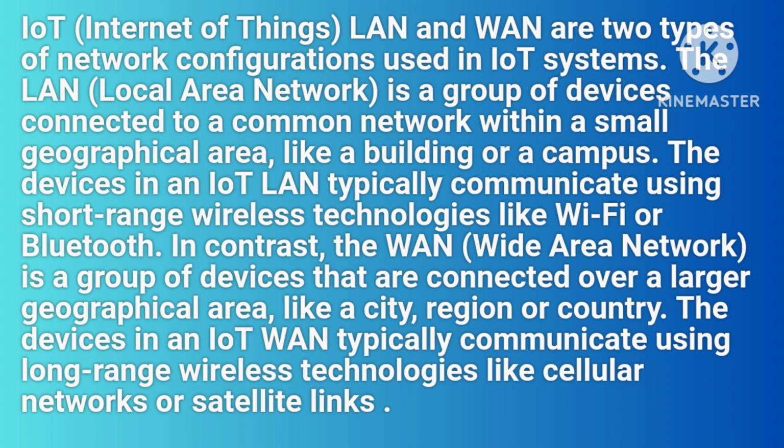In contrast, the WAN, Wide Area Network, is a group of devices that are connected over a larger geographical area, like a city, region or country. The devices in an IoT WAN typically communicate using long-range wireless technologies like cellular networks or satellite links.